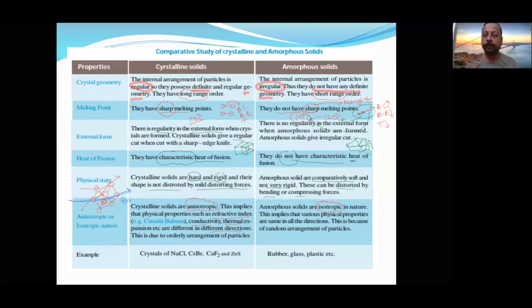Remember, crystalline forms are anisotropic, but surprisingly, amorphous substances are isotropic. Why? There is a compensating nature. Suppose here they are nearby, but the next particle will be far enough. So the decrease in distance is compensated automatically by the increase in distance from the next point of view. Is it understood? So there are some examples. Crystal examples are NaCl and CsBr, and these examples you can understand. I hope these are the differences between them.